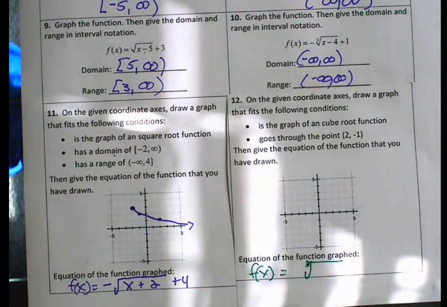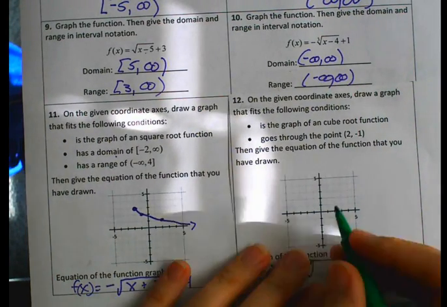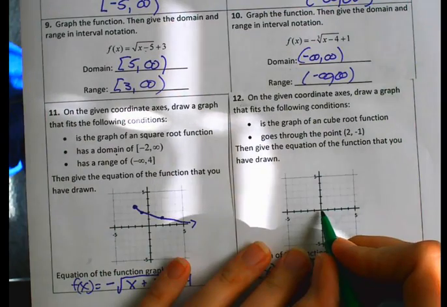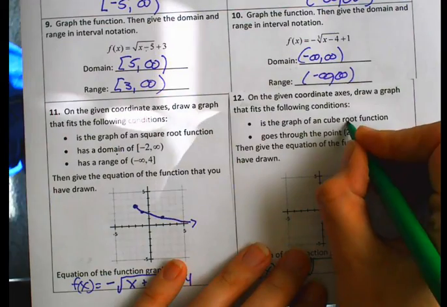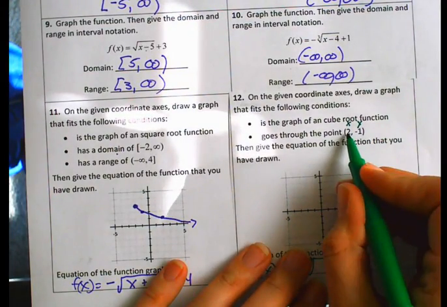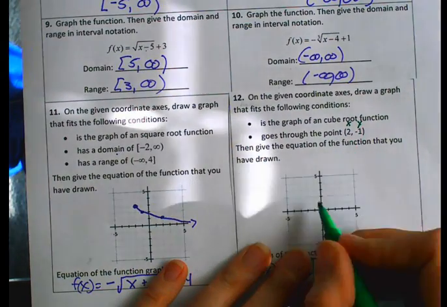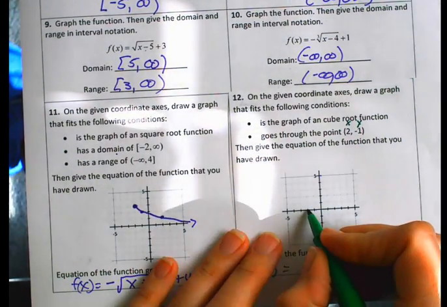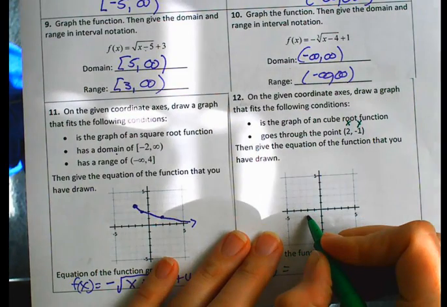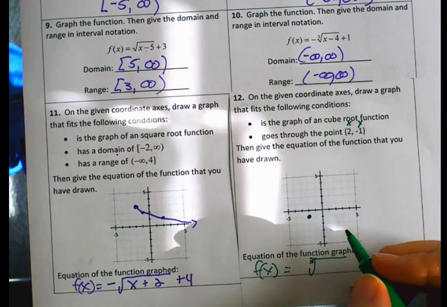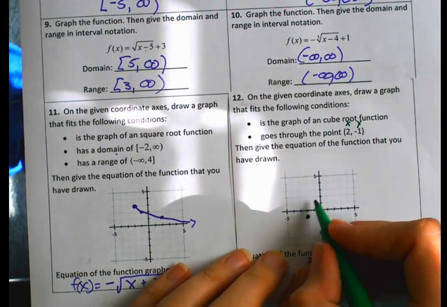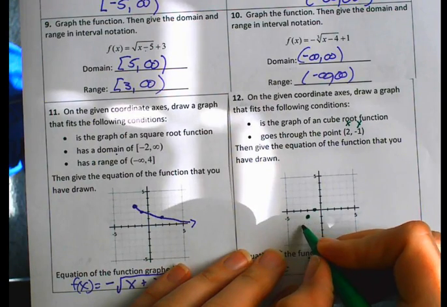So cube root function, and then it says goes through the point 2, -1. So remember, on our cube root, we're starting at the origin for our parent function, and then 2, -1 is x and y. So 2, but remember insiders lie when we're looking at our equation, means that I'm going to go to the left 2. -1 is a change in y, which means I'm going to go down 1. So right there is going to be my new starting point. And then you can draw in the rest of your graph.